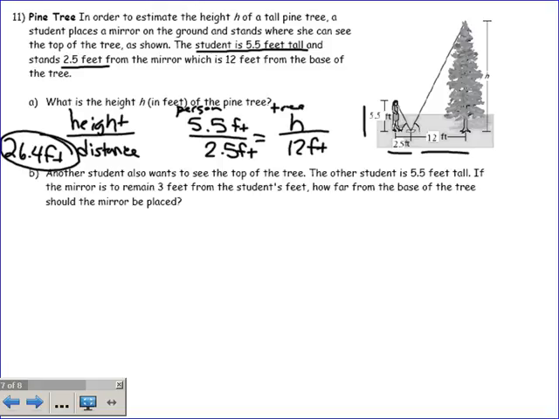It says another student wants to see the top of the tree. The other student is 5.5 feet tall. If the mirror is to remain 3 feet from the student's feet, how far from the base of the tree should the mirror be placed?